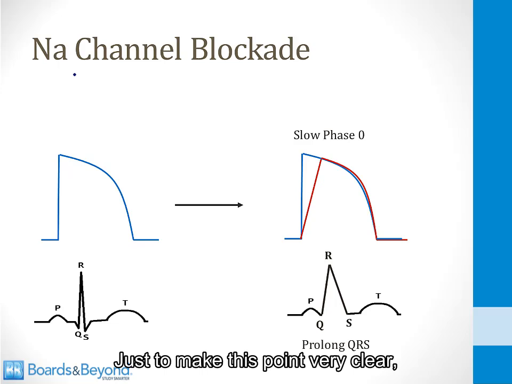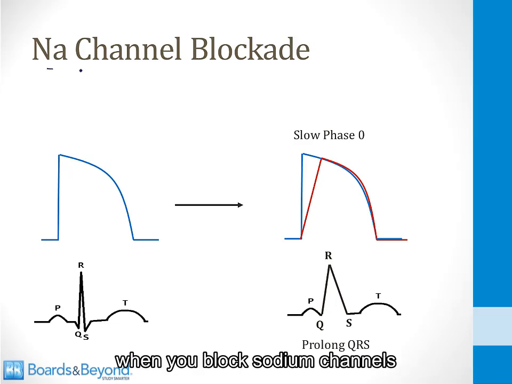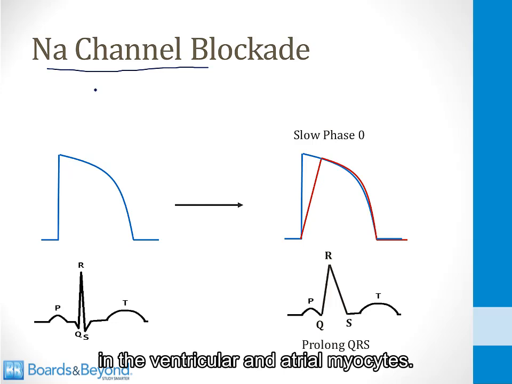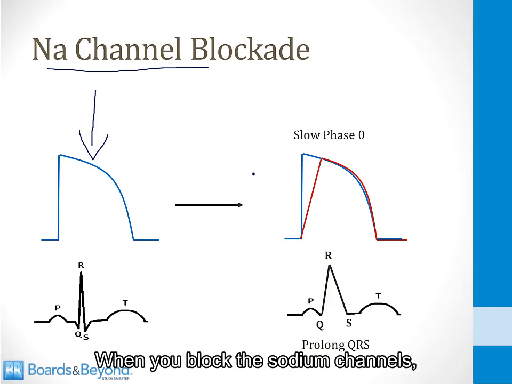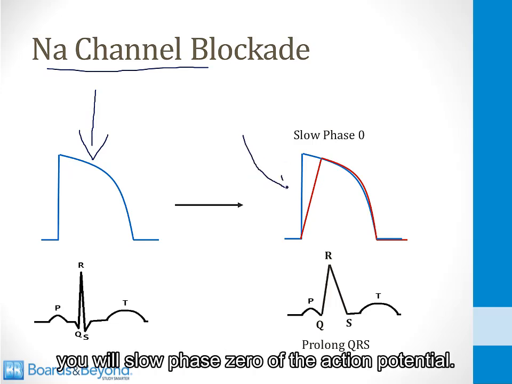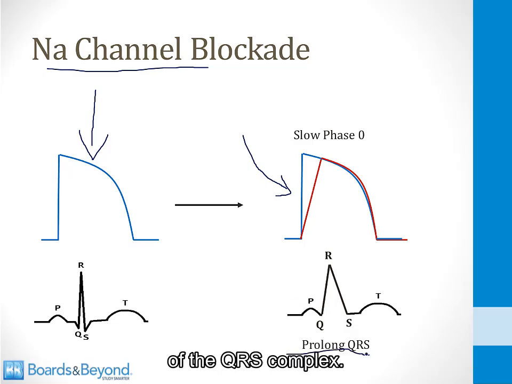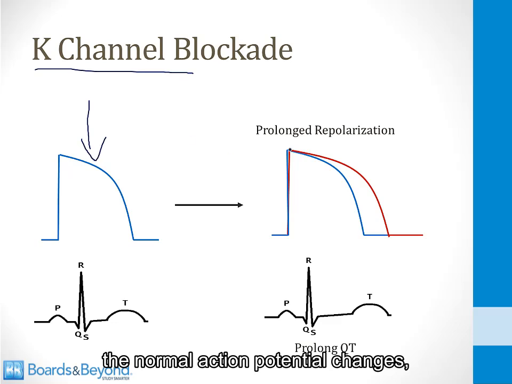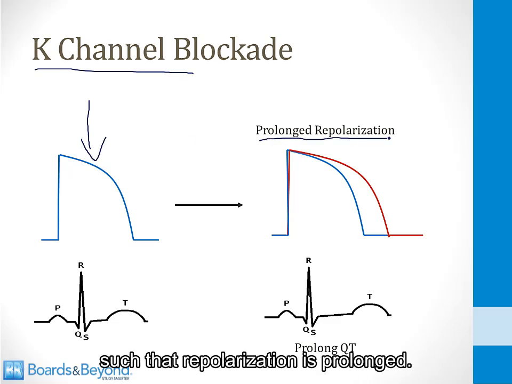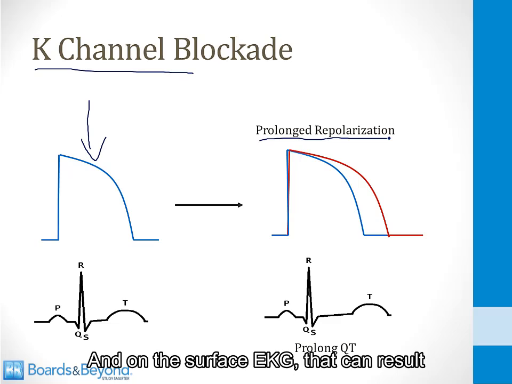Just to make this point very clear, because it's critical that you understand this concept, here's an example of what happens when you block sodium channels in the ventricular and atrial myocytes. This is a normal action potential on the left side of the screen with a normal QRS complex. When you block the sodium channels, you will slow phase 0 of the action potential, and on the surface EKG, that can result in a prolongation of the QRS complex. In contrast, when you block potassium channels, the normal action potential changes such that repolarization is prolonged. That's because you are obstructing the outflow of potassium ions from the cells, and on the surface EKG, that can result in a prolongation of the QT interval.